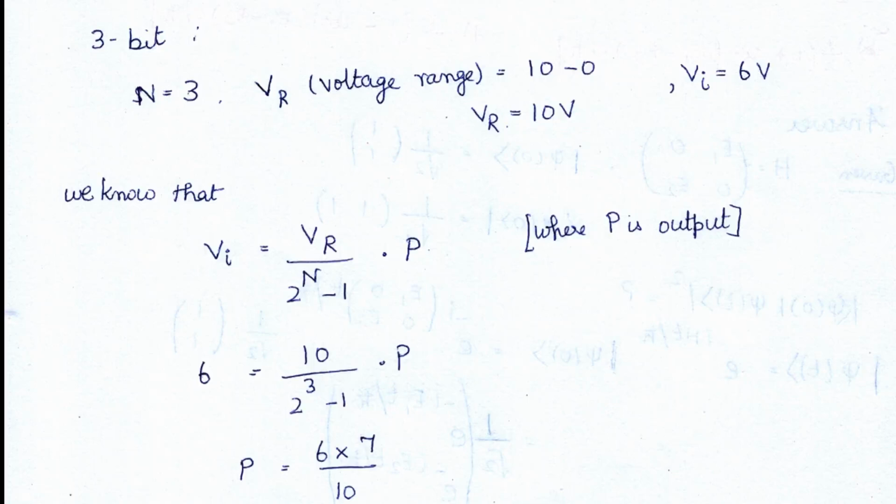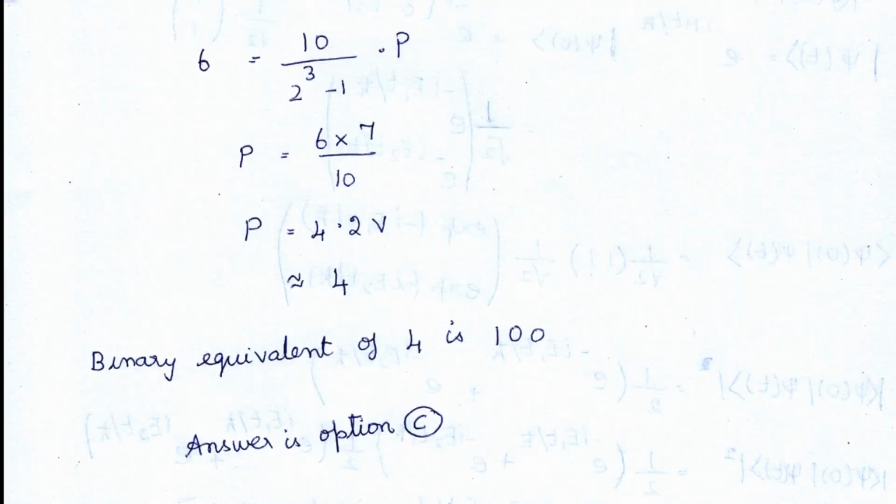We have studied that V input is equal to VR divided by (2 power n minus 1) into P, where in this case P is the output voltage. So Vi is 6 and VR we have found as 10, divided by (2 power 3 minus 1) into P. By simplifying this, we will be getting the output voltage as 4.2 volt, that is approximately 4. The question asks us to find the binary output. So the binary equivalent for 4 is 100. Therefore, the answer for this question is option C.